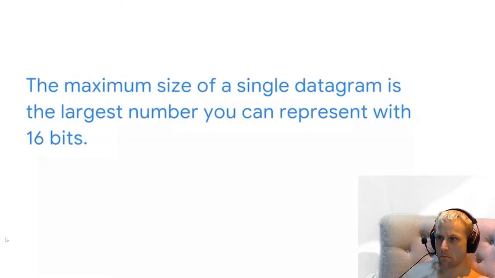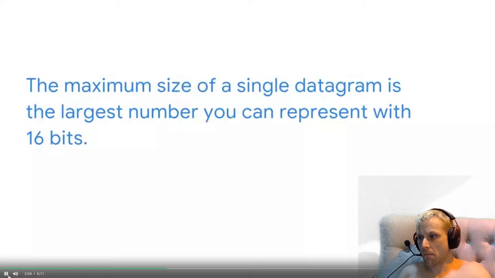IP datagrams have a maximum size, and you might already be able to figure out what that is. Since the total length field is 16 bits, and this field indicates the size of an individual datagram, the maximum size of a single datagram is the largest number you can represent with 16 bits.